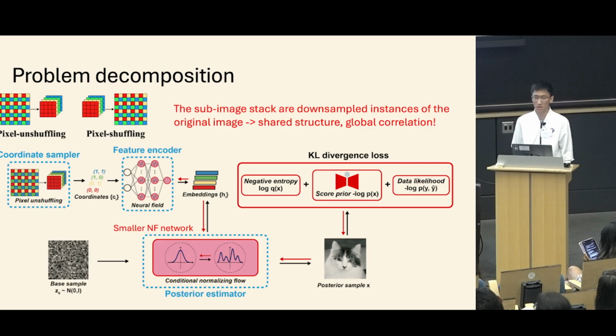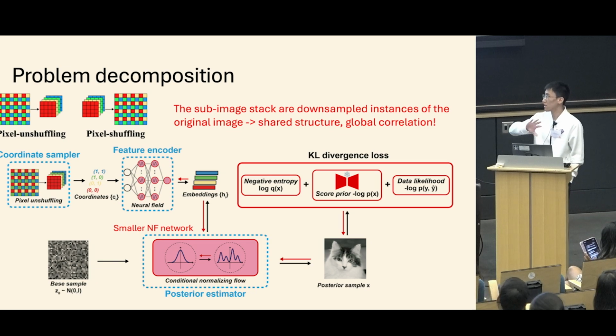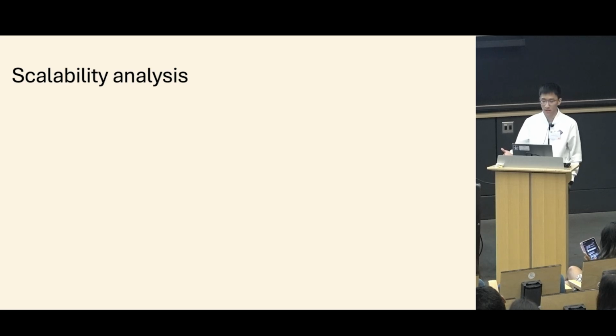What this conditional normalizing flow network does is take samples from our base distribution, which is also a standard Gaussian distribution, and turn them into posterior samples. We feed these posterior samples into a very standard KL divergence loss, which consists of a data likelihood term, a score prior term where we use a pre-trained score prior, and a negative entropy term, which enhances your sample diversity and prevents mode collapse during training. After the training is done, you can very cheaply feed those base samples into the conditional normalizing flow network and get posterior samples very cheaply. And before I show some real-world results, I want to mention this scalability analysis.